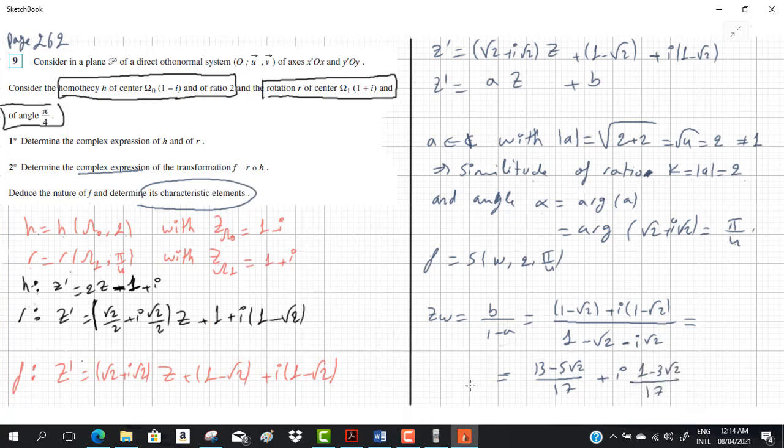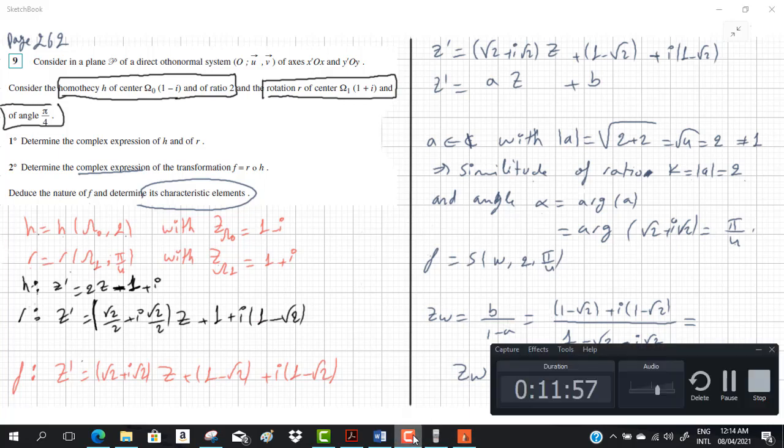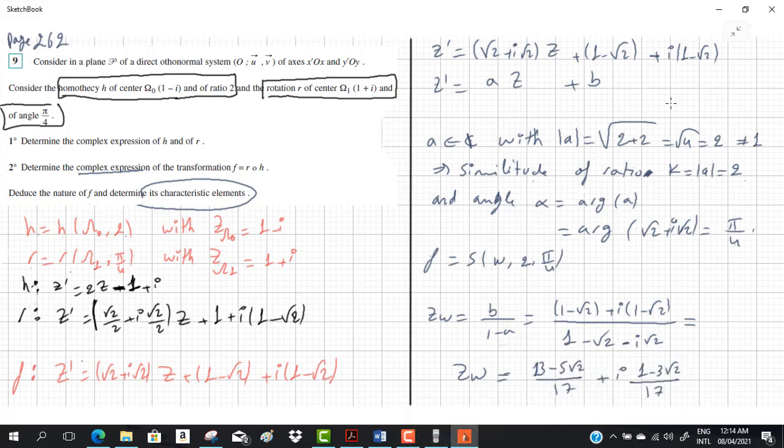لكن ال W هيدي Z لل W، لكن F is a similitude of center W ratio 2 and angle pi over 4, is a direct similitude and Z of W equal this complex number and that's it. هيدي هي، بكفي الفيديو هالقد.